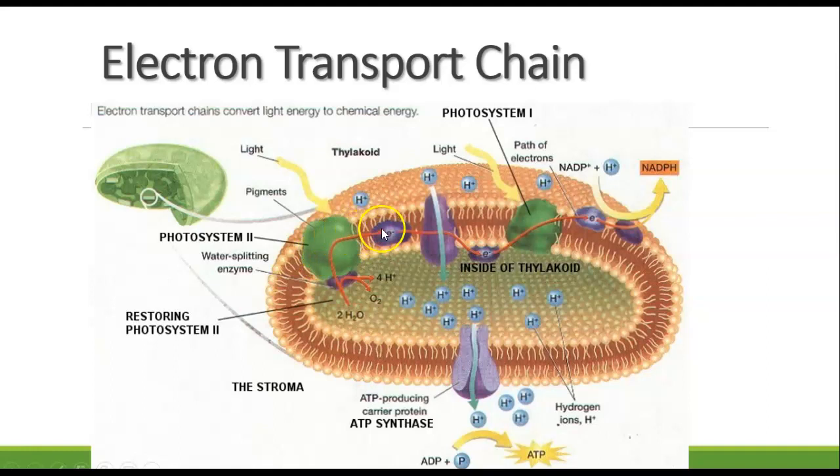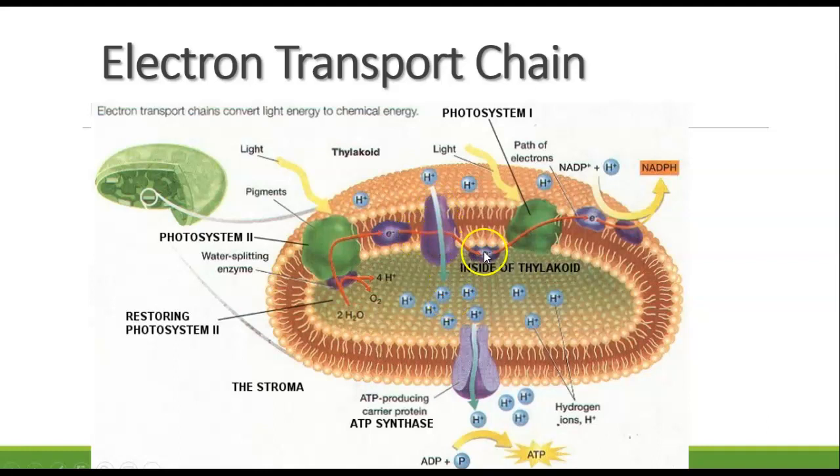The electrons are shuttled over to other proteins in the electron transport chain that serve as pumps. The energy from those electrons provides the energy to pump more hydrogen ions from the stroma into the thylakoid space.